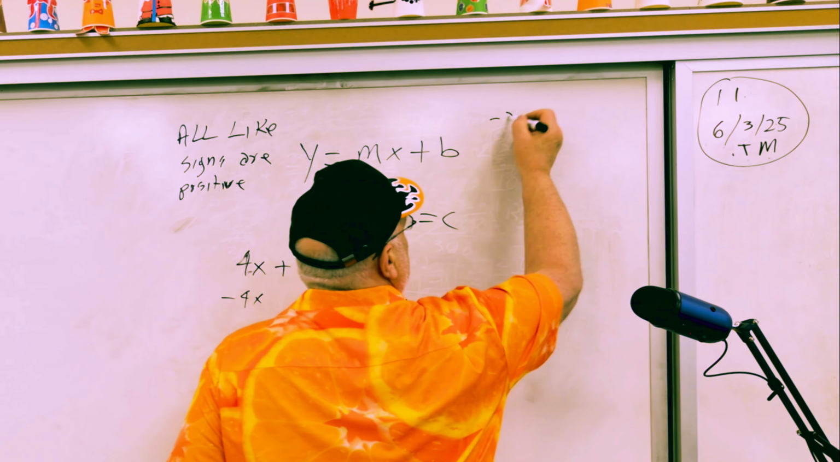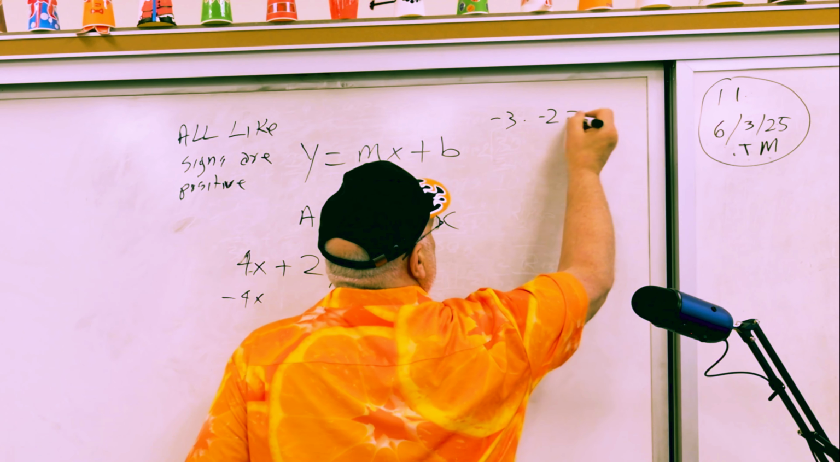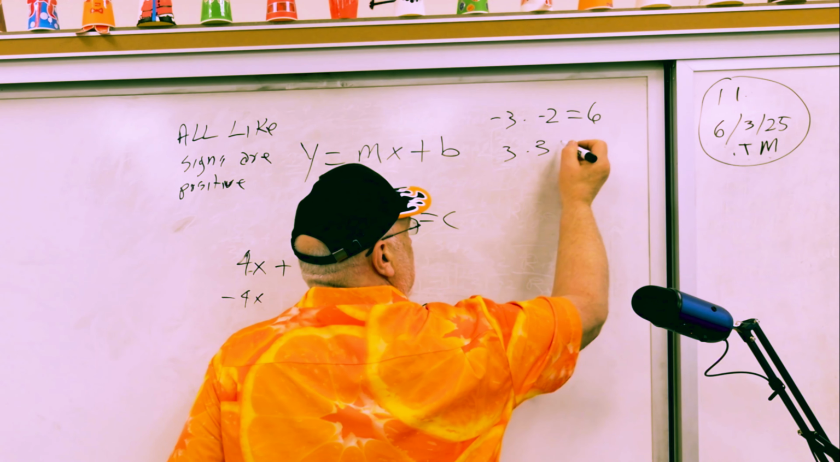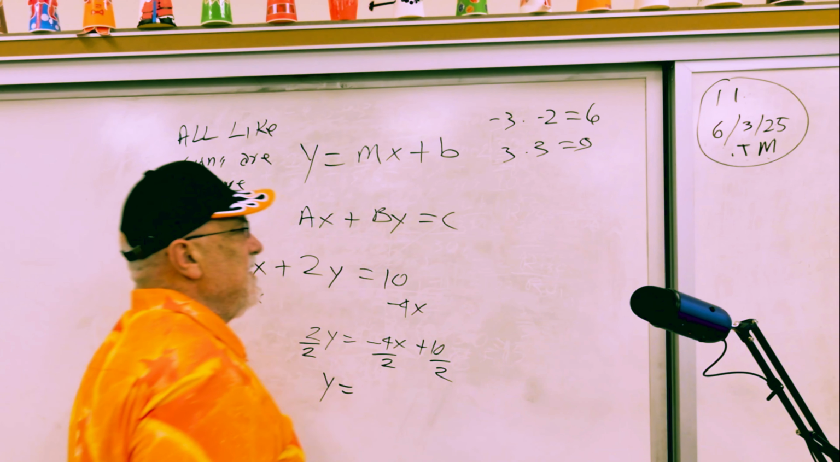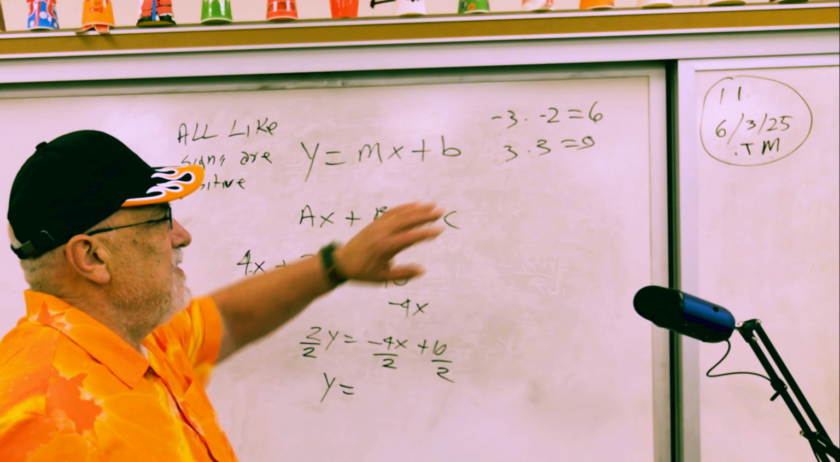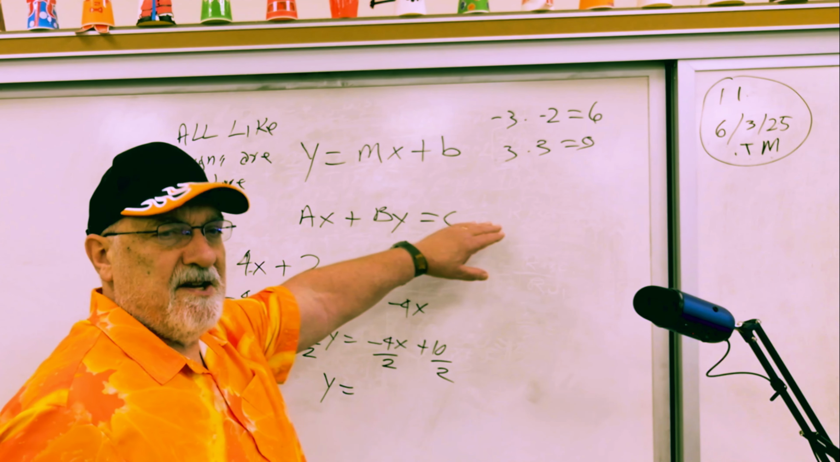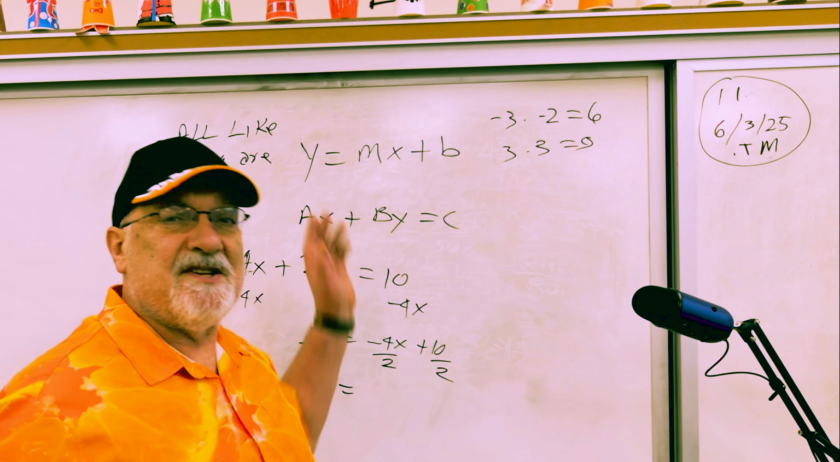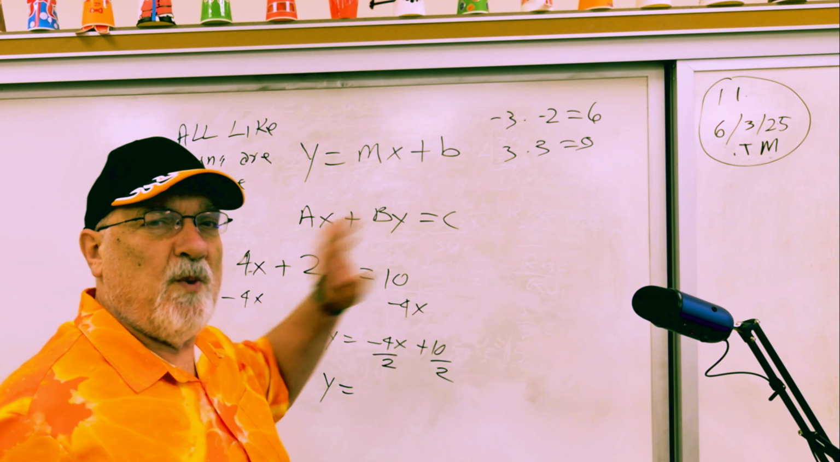So you know that -3 times -2 equals +6. You already know that 3 times 3 is 9. That's two positives, but it's the same with two negatives. So all like signs, a positive and a positive is positive, and a negative and a negative is positive. Everything else is negative. So I only memorized one rule.